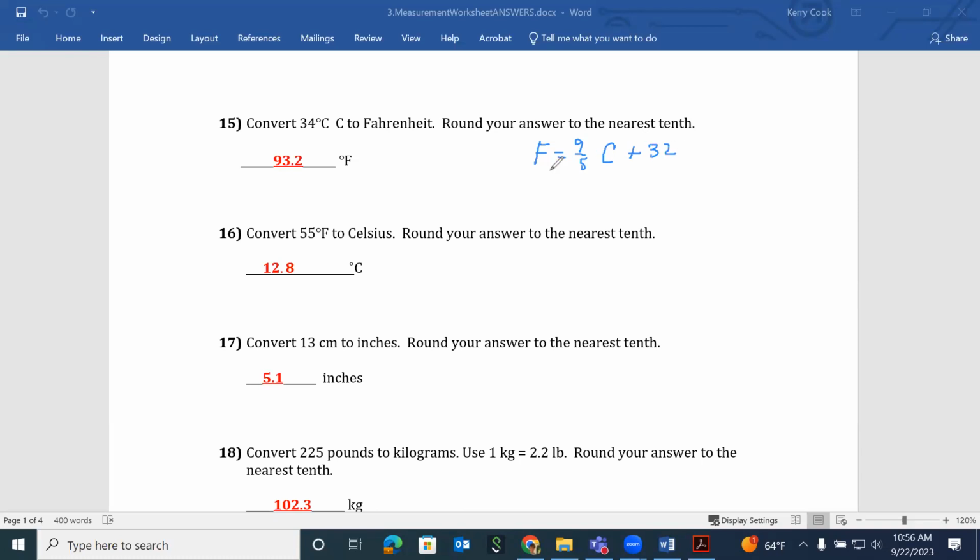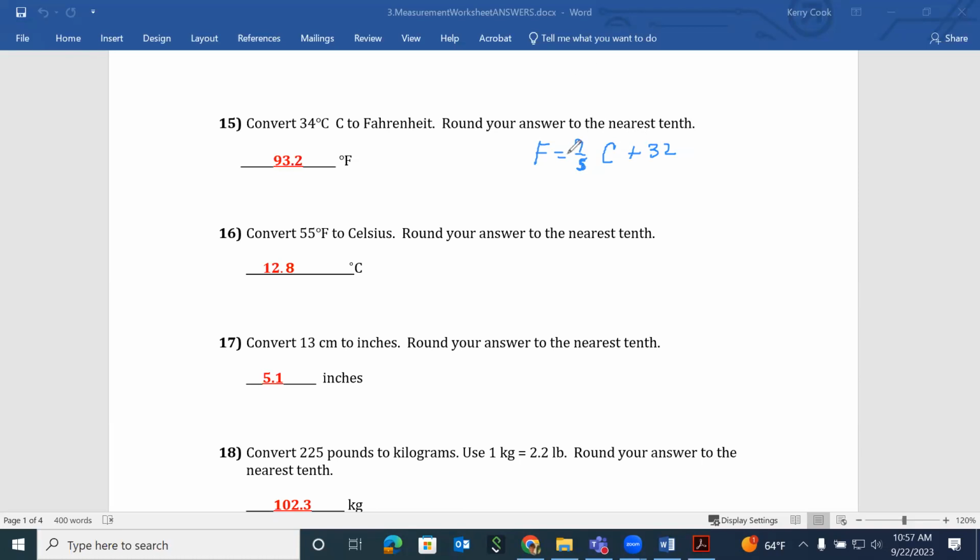So a little bit of structure in this formula. You can see that to get to Fahrenheit, the order of operations tells us to take our Celsius temperature, multiply it by 9/5, which is a fraction that's larger than 1. So we're going to be making this Celsius temperature larger. And then on top of that, we add 32 after we do that.